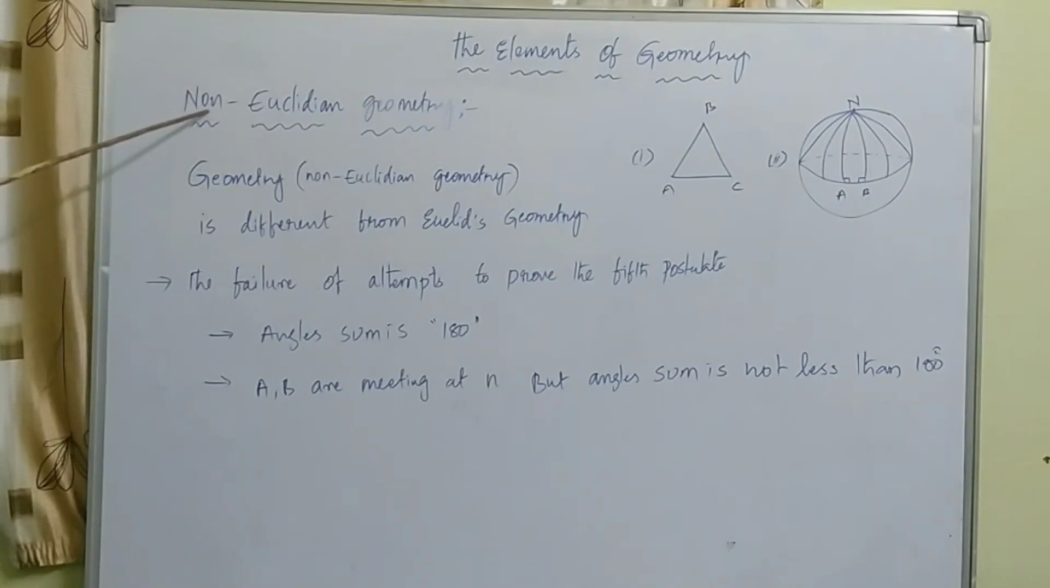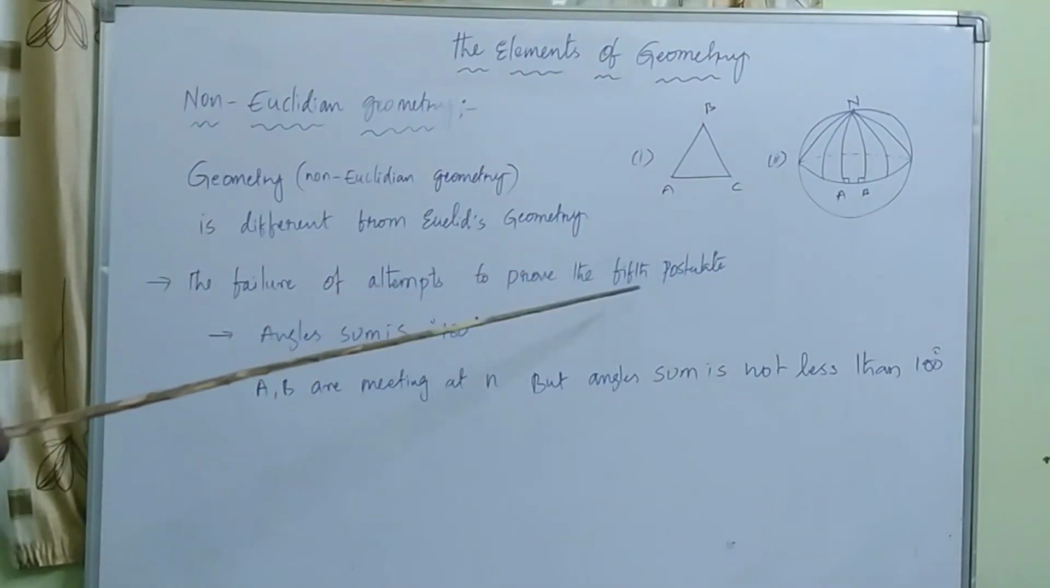This is our non-Euclidean geometry. Non-Euclidean geometry means this is a pure geometry. This is different from Euclid's geometry. This is the actual geometry. In this geometry, there are failures of attempts to prove the fifth postulate. Euclid's fifth postulate is false.